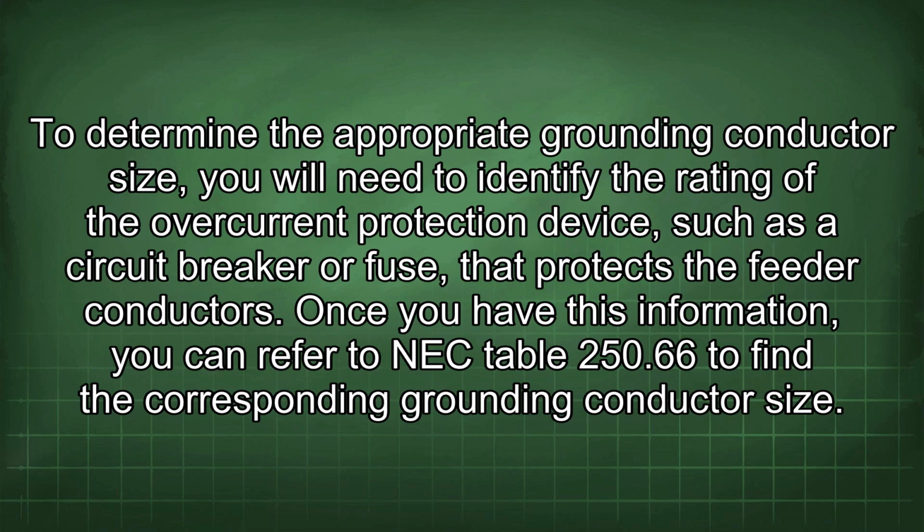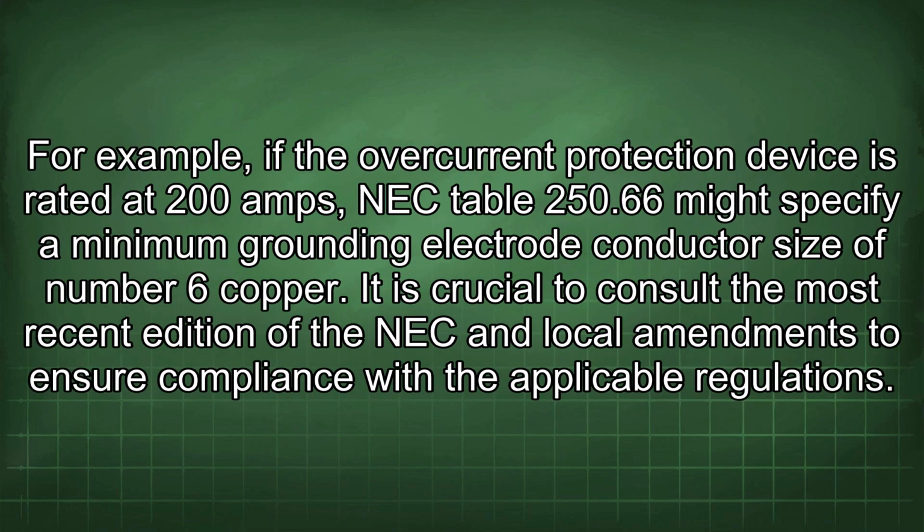To determine the appropriate grounding conductor size, you will need to identify the rating of the overcurrent protection device, such as a circuit breaker or fuse that protects the feeder conductors. Once you have this information, you can refer to NEC Table 250.66 to find the corresponding grounding conductor size. For example, if the overcurrent protection device is rated at 200 amps, NEC Table 250.66 might specify a minimum grounding electrode conductor size of number 6 copper.